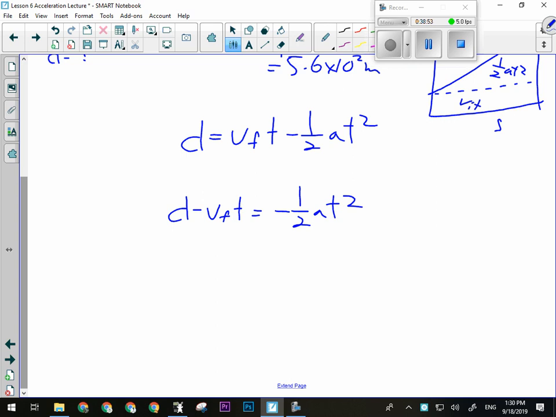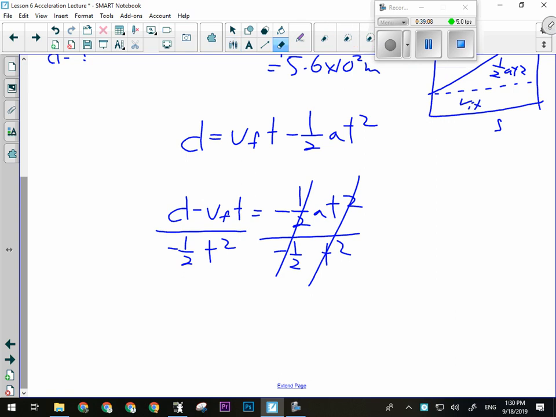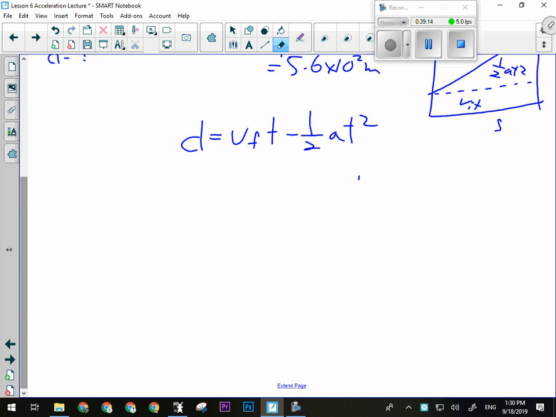If I want to solve for A, now what do I do? I divide by negative 1/2 of T squared. That leaves A positive. It brings the negative 1/2 T squared over here, and I'm solving for A. Keeping track of the negatives is important, because if you don't, you're going to get the wrong vector on your answers, which is not good.